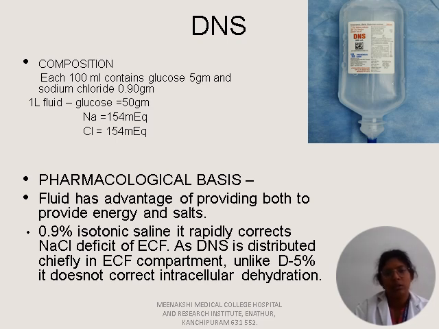Each 100 ml contains glucose 5 gram and sodium chloride 0.90 gram. 1 liter of fluid contains glucose 50 gram, sodium is 154 milliequivalents, chloride is 154 milliequivalents. And pharmacological basis: the fluid has the advantage of providing both energy and a sodium source. 0.9% isotonic saline rapidly corrects the NaCl deficit of extracellular fluid.